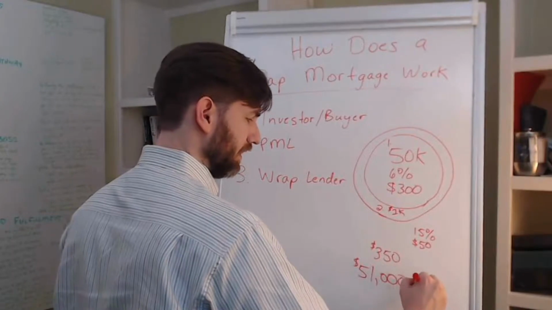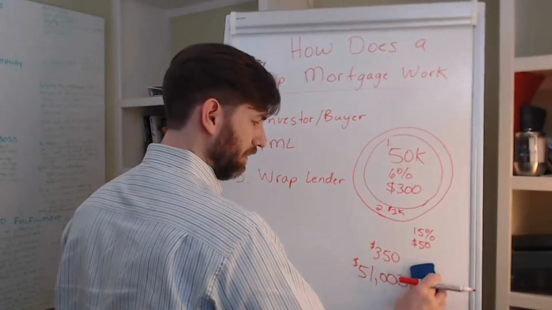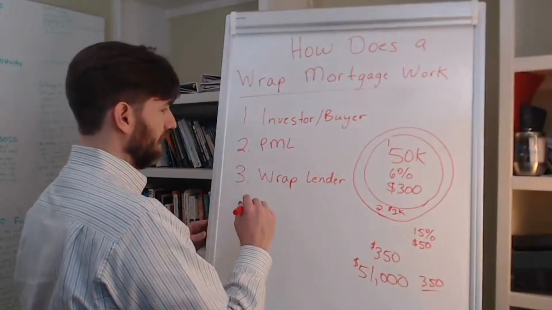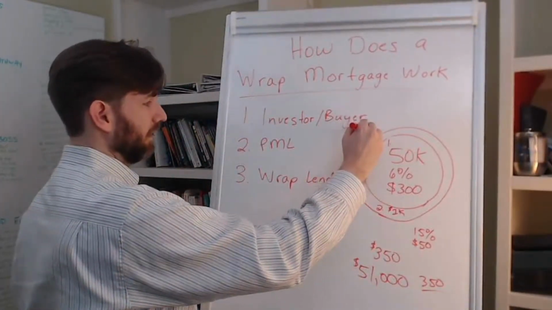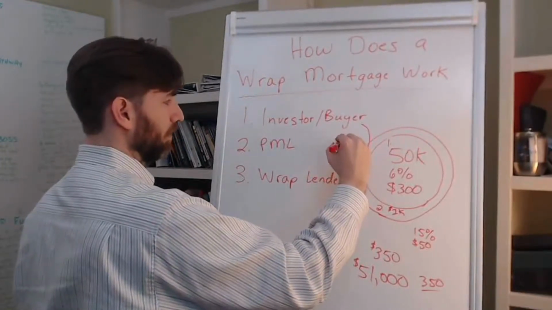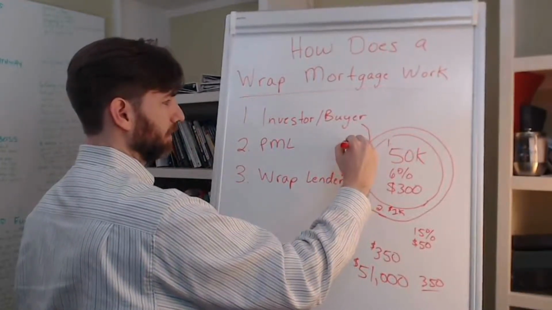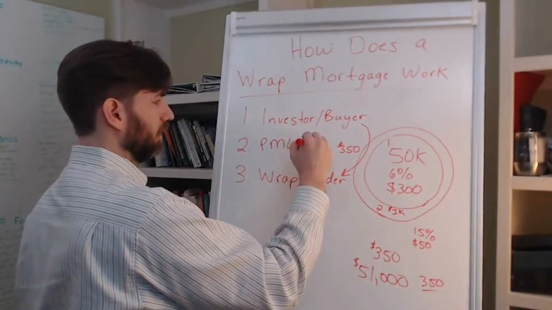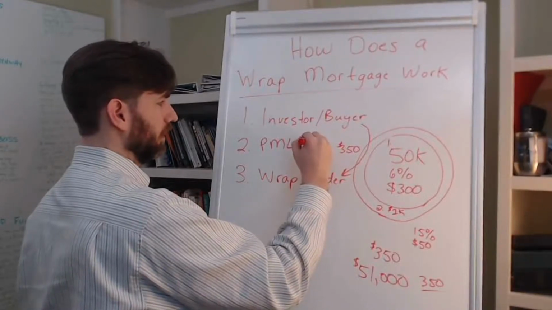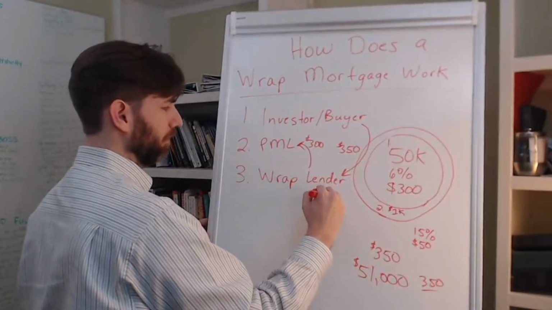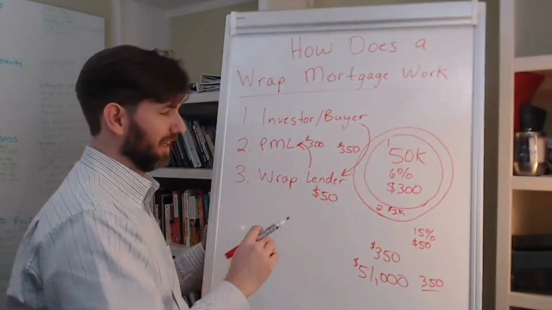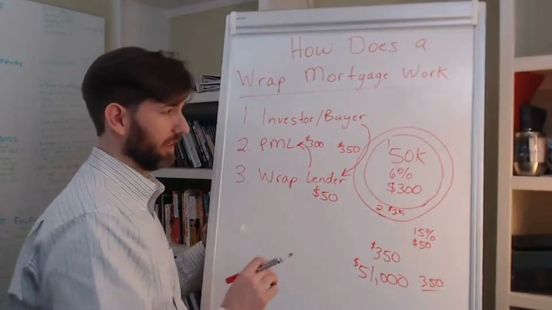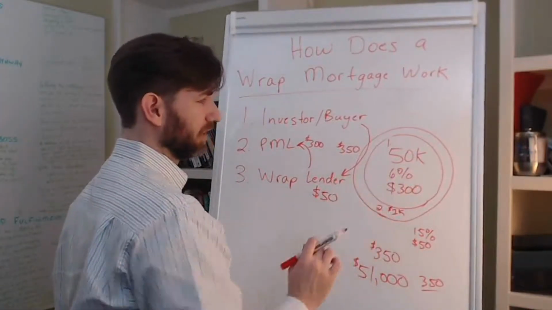And so that payment is at $350. And so what's happening here is this investor is paying you, the wrap lender, $350. And then you turn around and you pay the private money lender $300. But you keep the 50. So you're making $50 every single month, and you're getting a return of 15% on your money, and the private money lender is getting 6% on their money.